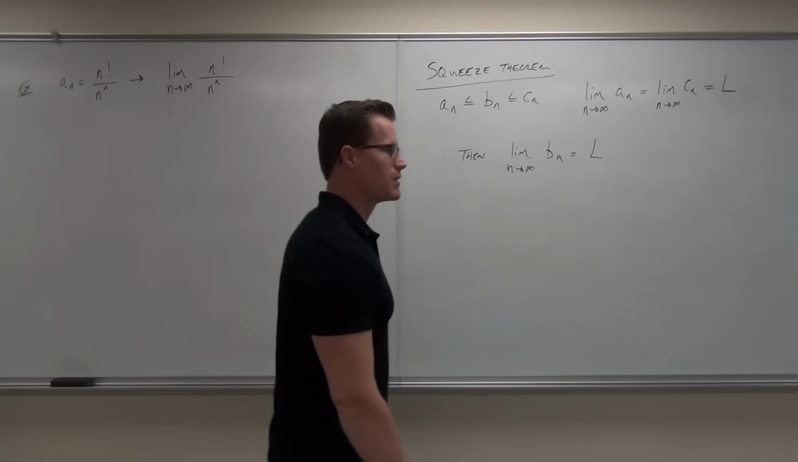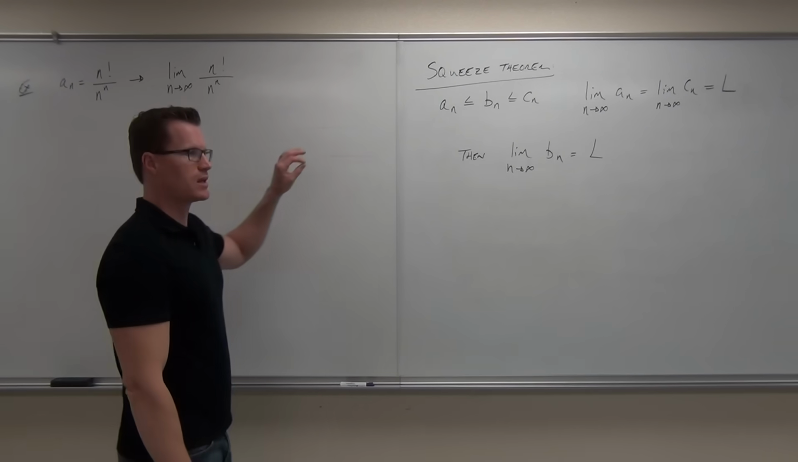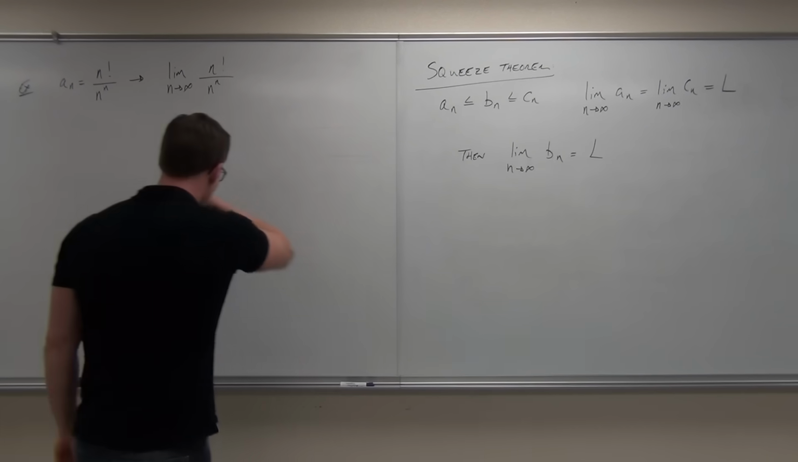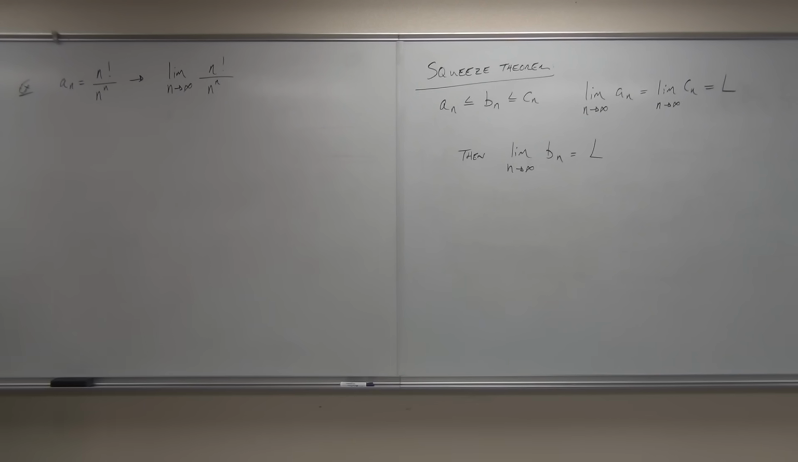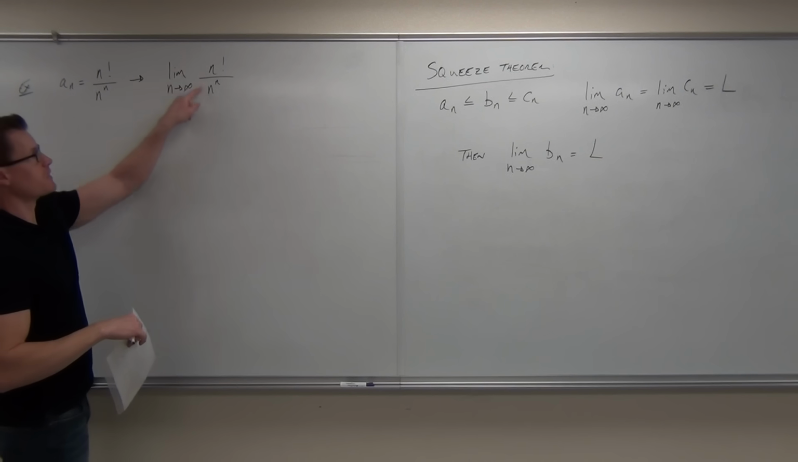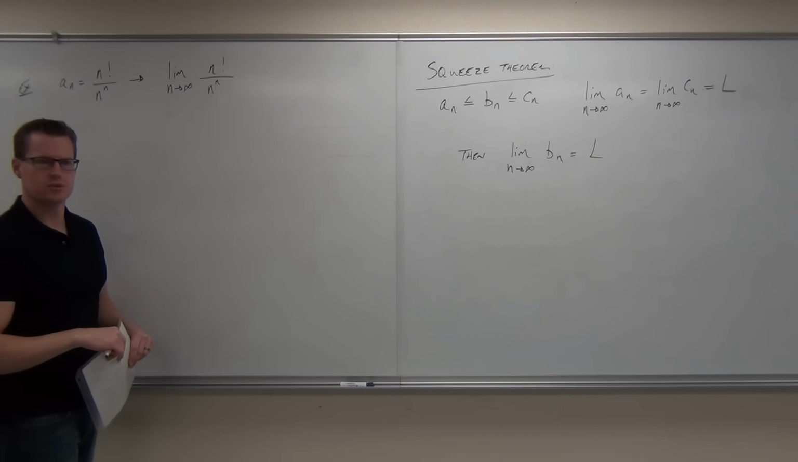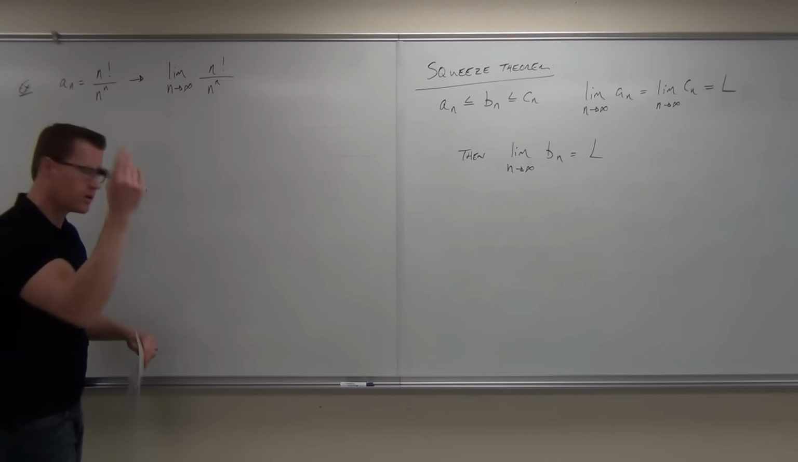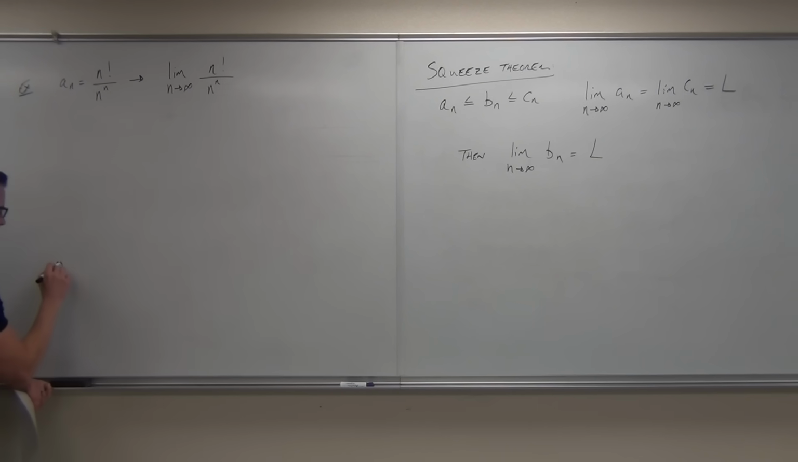Try to find something that is smaller than this and something that is bigger than this. So here's what I know. I'm going to start off right here on one side, and use the rest of the board to work down to here. The one thing I know is that this is always going to be positive. Would you agree with that? Always positive. So I know right off the bat that 0 is less than or equal to my sequence.